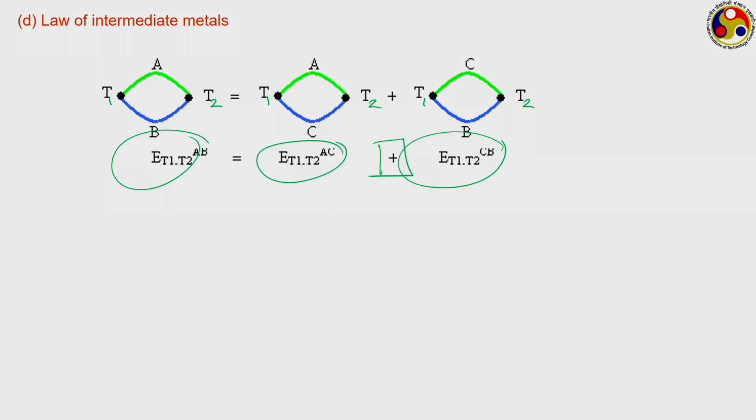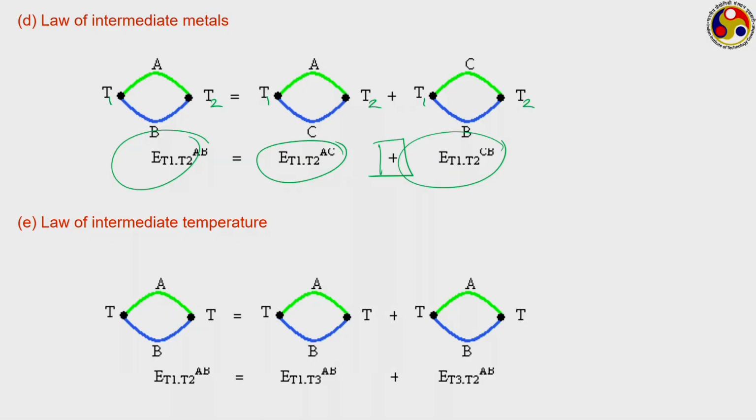It suggests that as we can use such simple addition rules, we do not have to separately calibrate each pair of thermocouples or each metal pair. Rather, we can pair each metal with a suitable reference, and then we can combine them suitably to get any kind of thermocouple combination. And now the other law, the law of intermediate temperatures.